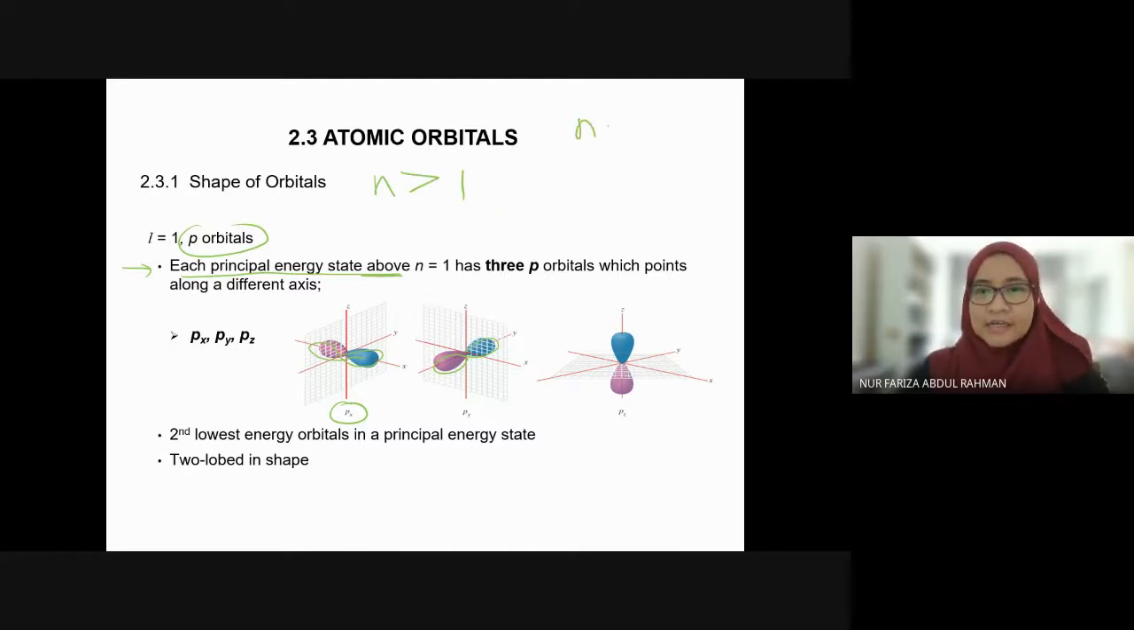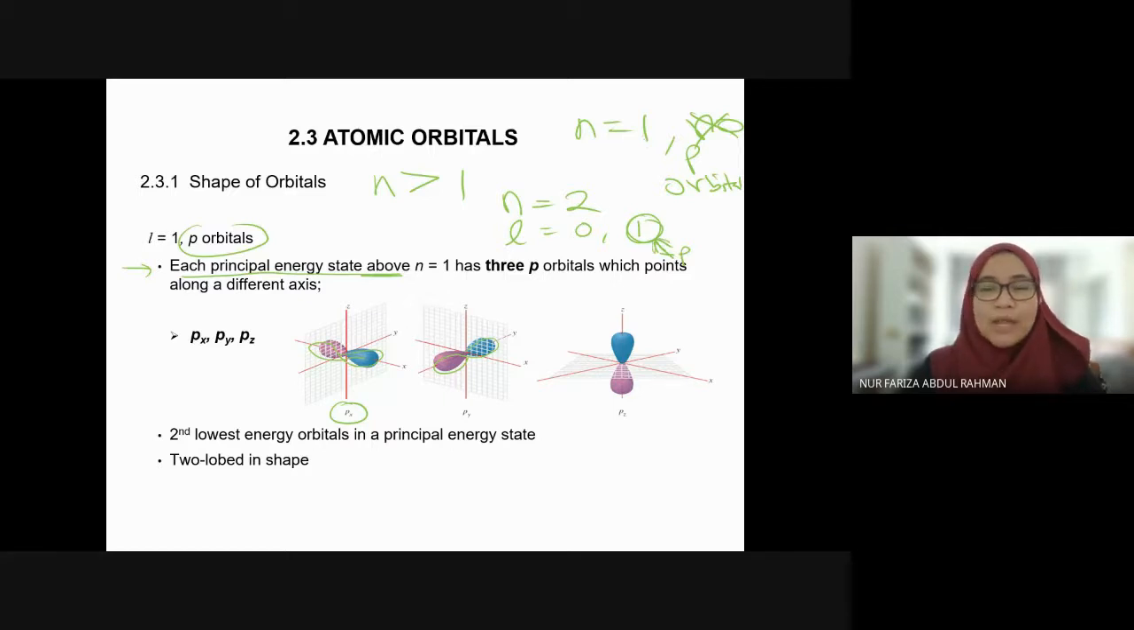N is equal to 1, no p orbital. There is no p orbital. Tak ada p orbital. The p orbital will start at n is equal to 2. Kenapa? Because L is equal to 0 and 1. Then only kita ada p orbital. Nampak tak? Harap awak faham dekat sini.